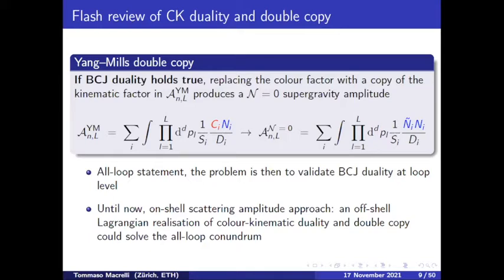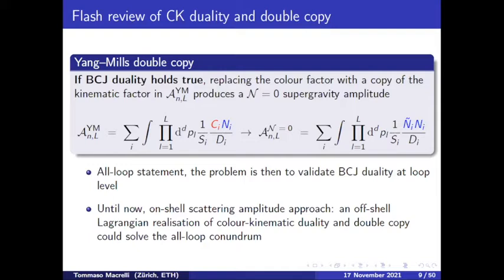So this is a no-loop statement. It holds in full generality. The problem is that to validate the double copy prescription at a given loop, we need color-kinematic duality to be valid at that given loop.